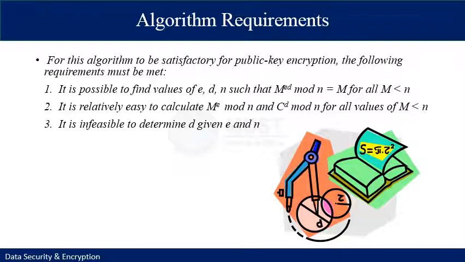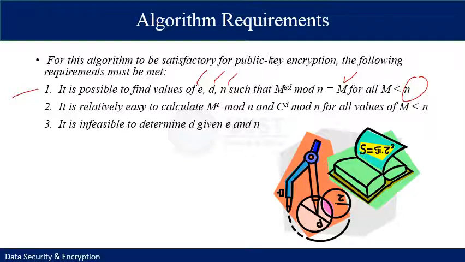The algorithm also requires certain preconditions to be met. For this algorithm to be satisfactory for public key encryption, the following requirements must be met. The first requirement states that it is possible to find values of E, D, and n such that if you take the power of the plain text with E and D, mod n, it should be equal to the original text, for all M less than n.